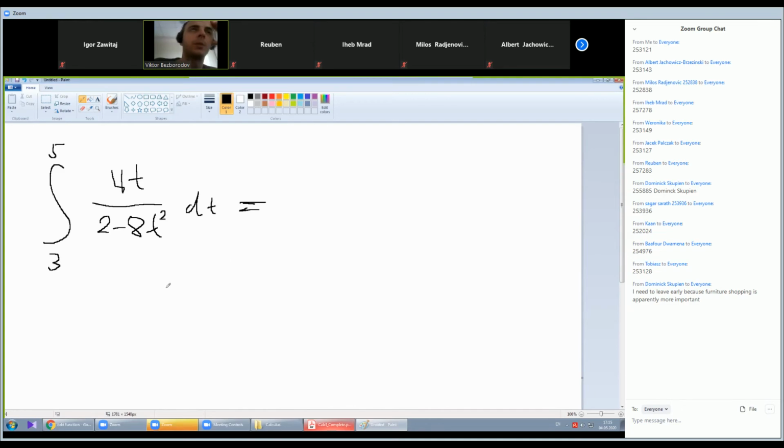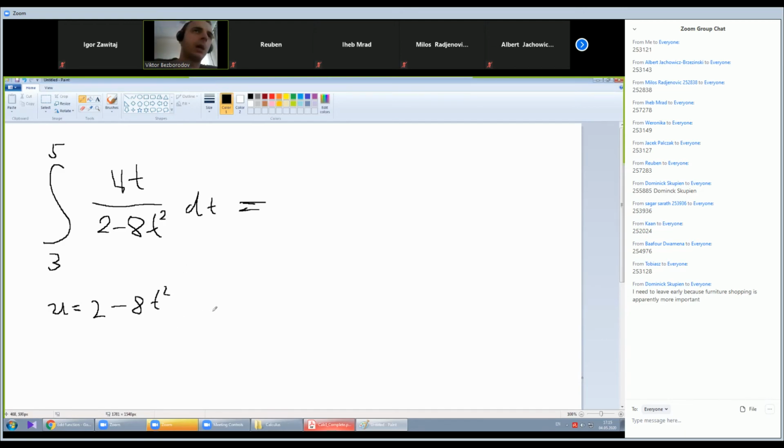Okay, so the substitution here is going to be the denominator, right? So u equals 2 minus 8t squared. By the way, I should of course also check that the denominator does not turn to 0 on the interval from 3 to 5. But that's true because the zeros are going to be between -1 and 1, right? If t is larger than 3, then this is going to be negative, so it's not going to turn to 0.